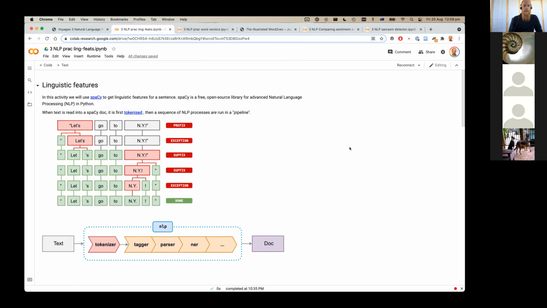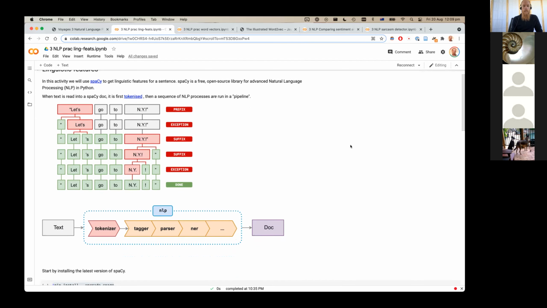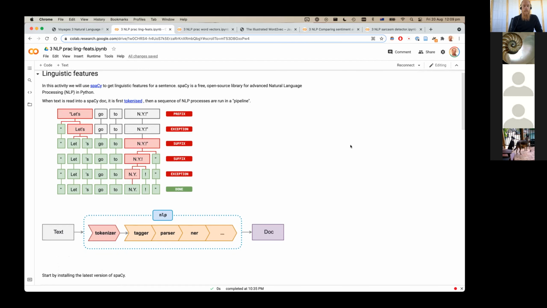Now, the Spacey library takes language data as an input, and it can be used to do a whole lot of different NLP processes. It operates by first tokenizing the language data and then performing different kinds of pipeline tasks on the data. So we can see in this image, the process of tokenization happens in a few stages.